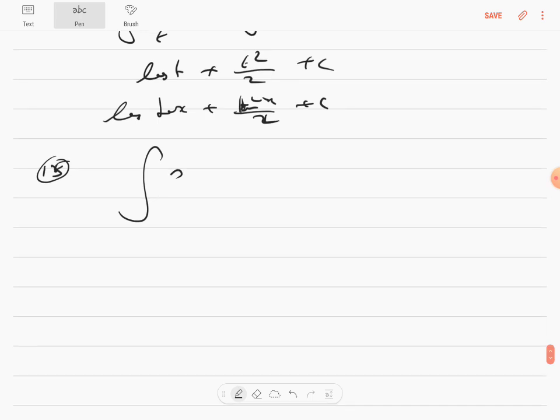The integration of sin 3x into cos 4x dx. If you have simply sin 3x, or cos 4x, or with a plus, you can do it, but with multiplication you can't. So in that case you have to multiply and divide by 2.